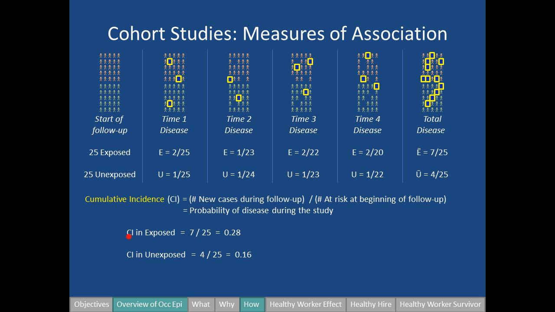To calculate the cumulative incidence in the exposed, you're going to get the number of new cases during follow-up, 7, divided by the number at risk at the beginning, 25, and that gets you 0.28. And the cumulative incidence in the unexposed is the same thing, so it's going to be 4 over 25, and that's going to equal 0.16.